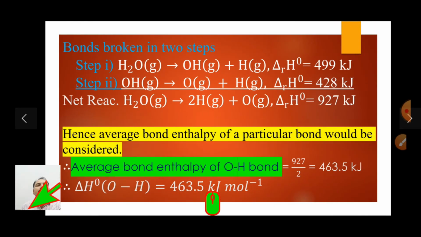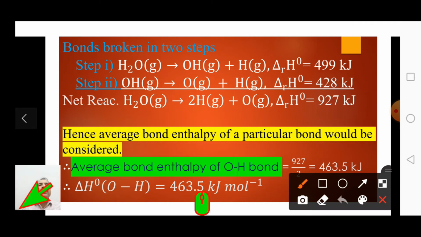Identical means similar, yet the energy required to break each bond is different. The bonds are broken in two steps. Step 1: H2O decomposes into OH and H gaseous atoms. The standard change in enthalpy of this step 1 is 499 kilojoules. Now step 2: this OH again decomposes into an oxygen atom and an H atom. Therefore, its standard change in enthalpy is 428 kilojoules.